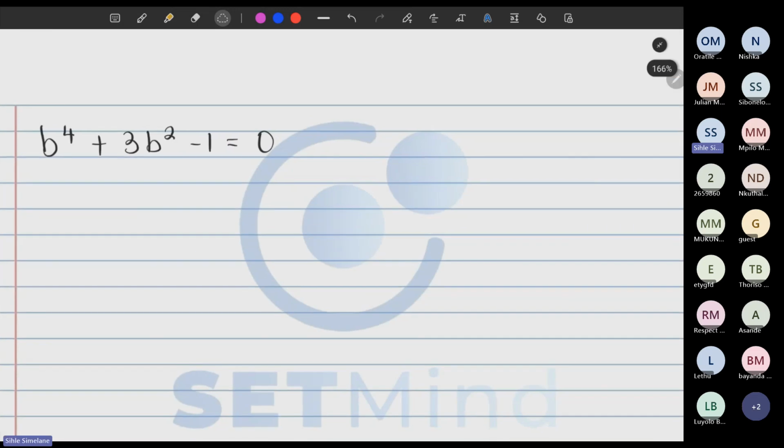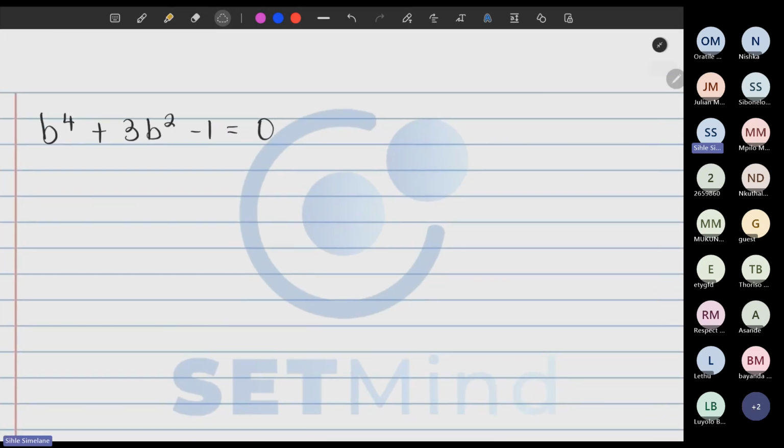Okay, now I need to solve for B here, and I need to think carefully. How can I solve for B here? Well, what you should be able to realize is, even from high school, hope you remember the K method. So I know that B to the 4 plus 3B squared minus 1 equals 0.